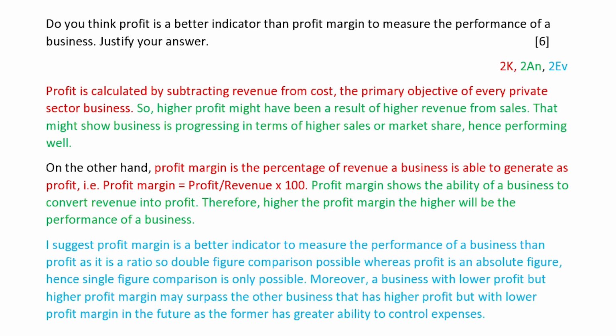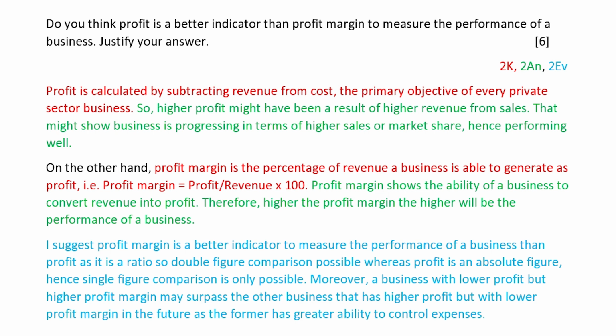So I have explained how profit can be an indicator to measure the performance of a business, because I related profit with the sales or revenue of the business. And this is how I showed that the business is performing well if the business is earning higher revenue or selling a higher number of units, right? The other option, that is profit margin.